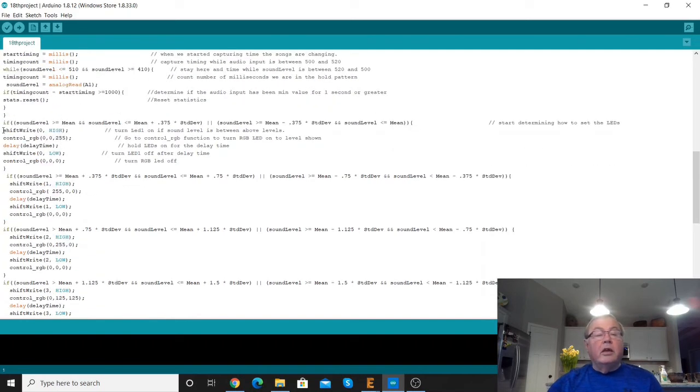Then we drop down in here to a bunch of if statements, and what we're doing here is we're saying that the outputs from our microphone, the sound levels, are going to distribute themselves like a statistical bell curve. And we're going to divide that bell curve in half at the mean. And then to the left of the mean, we're going to divide it into 8 sections. And those 8 sections to the left of the mean are going to determine which one of the 8 LEDs turns on. And it's going to determine what color our RGB is going to be.